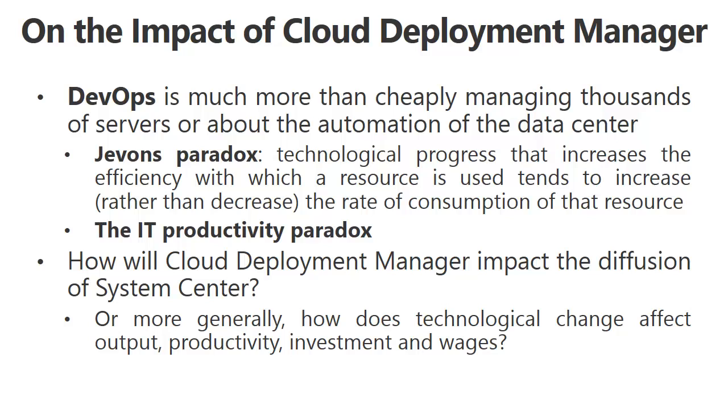History is a guide, and the Jevons paradox is the best starting point to understand what's to follow. The Jevons paradox asserts that technological progress that increases the efficiency with which a resource is used tends to increase, rather than decrease, the rate of consumption of that resource. This paradox was coined after pondering on how technological improvements in the 19th century that increased the efficiency of the use of coal led to increased consumption of coal in a wide range of industries, contrary to common intuition.